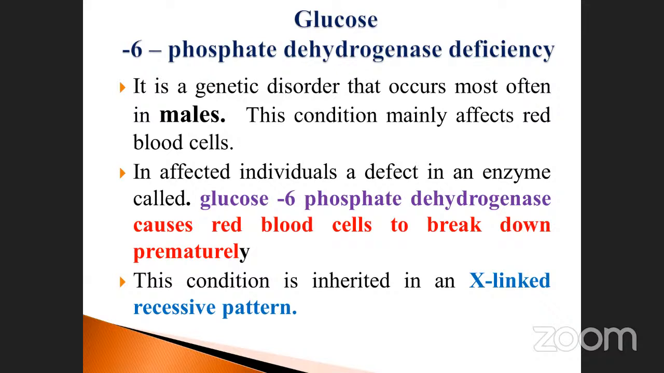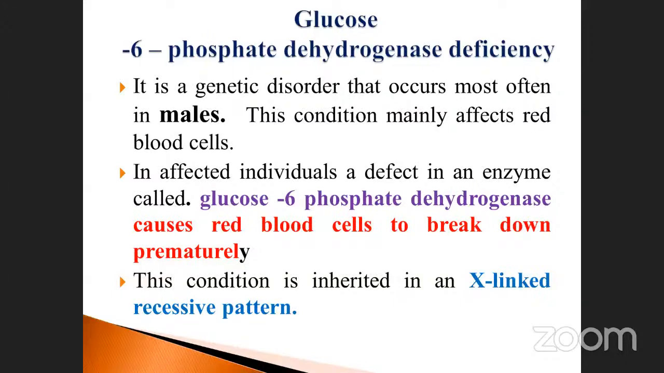It is also inherited, which means it comes from the parent. This condition is inherited in an X-linked recessive pattern. Hold it down, my dear. So this is also one of the diseases. Here you must note it down: glucose 6-phosphate dehydrogenase deficiency. It is a genetic disorder, mostly affecting males.